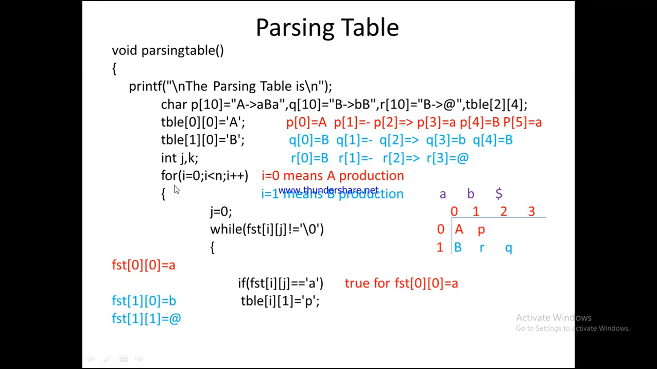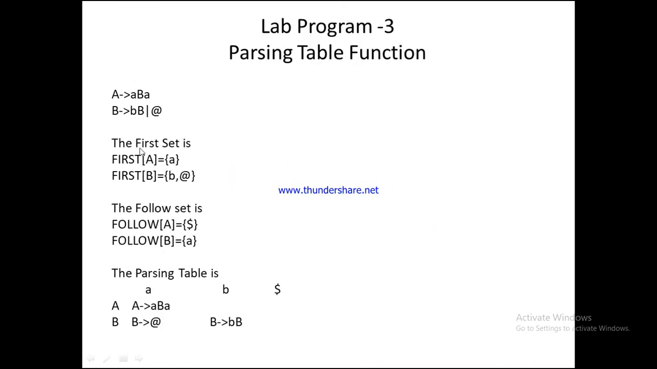Now initially i is 0, j is 0. Now I am checking the FST of 0 0. This FST we have calculated in which function? The first function, so go through my previous videos. There I have already computed this first. I have written it once again here. What is FST of 0 0? It is A. What is FST of 1 0? B. FST of 1 1 is epsilon. So this is for the A production, and again blue color is for the B production. So first of 0 0 is nothing but the first of the A, which is nothing but a. I have already shown you that here.